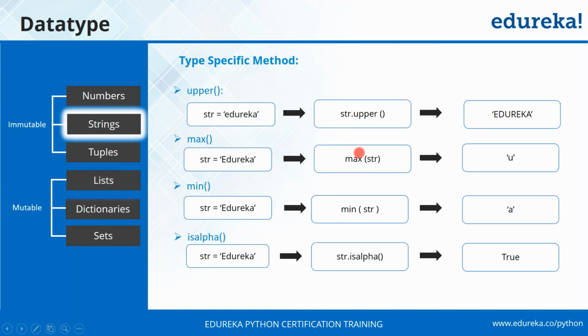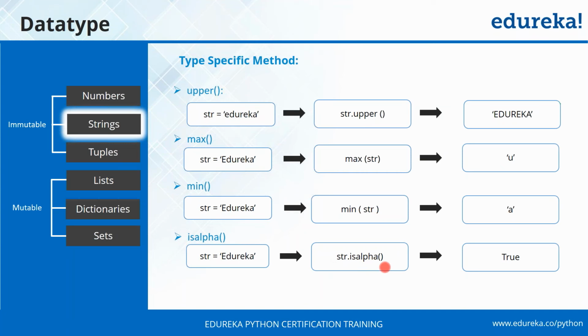Now max and min are some of the most interesting string operations that I like. Can anyone guess what these operations can do? You can see the example here. No, John, it is not the maximum occurring letter. Yes, that's correct, Sandeep. When you use the max operation on a string, it checks the complete string and sees which alphabet is higher up in the alphabetical order. So in the case of the word Edureka, U is the highest letter, therefore you get U. But when you look at the minimum, it is A.